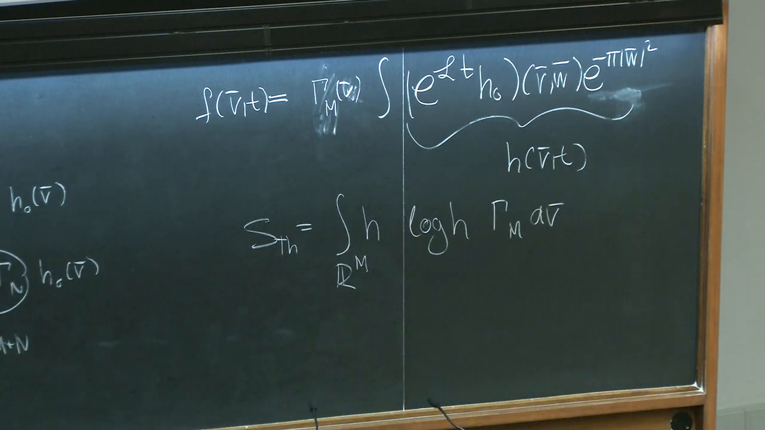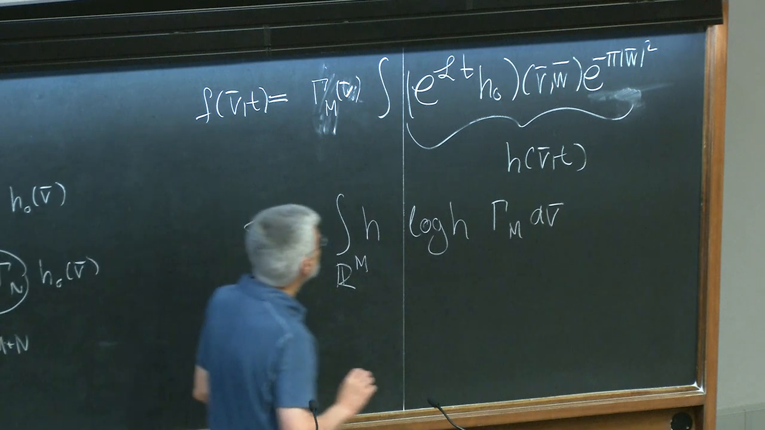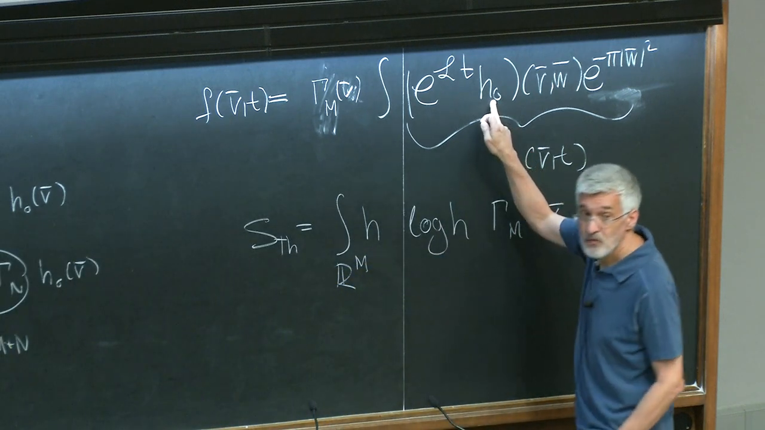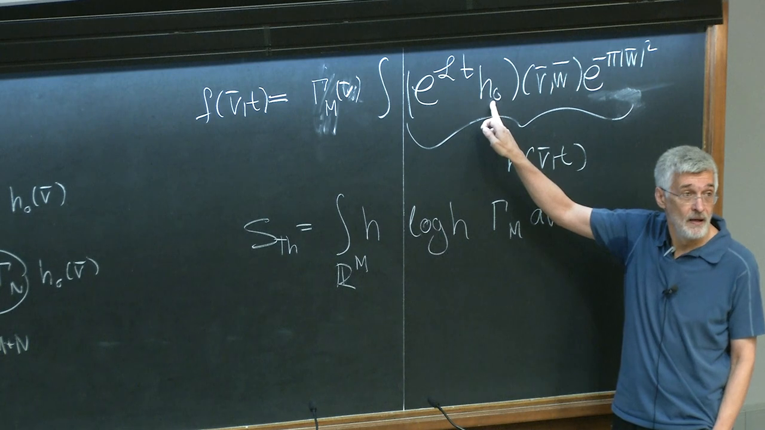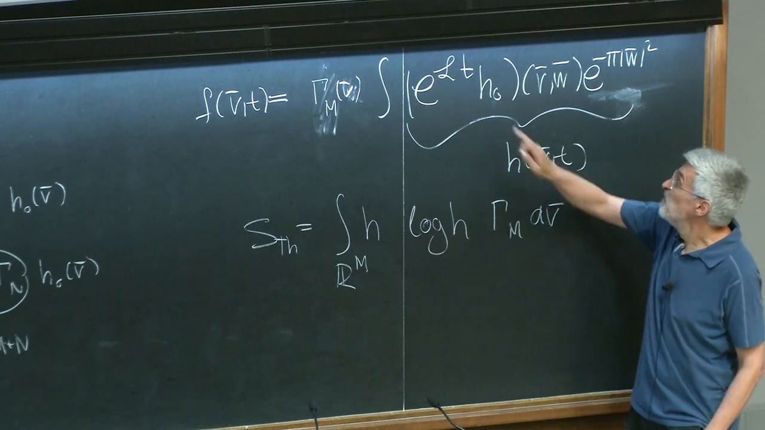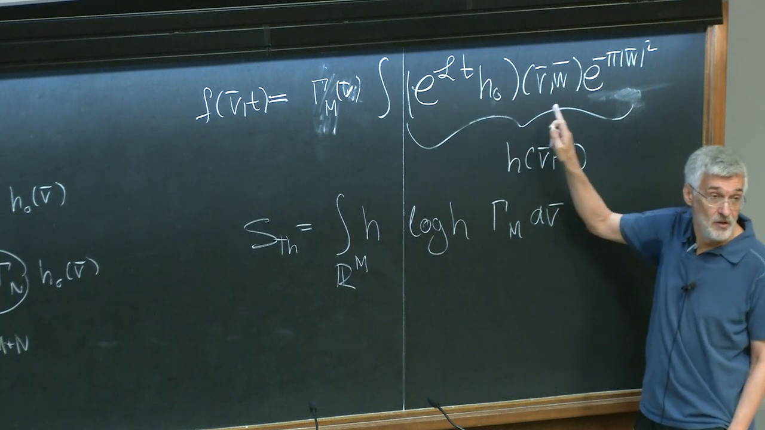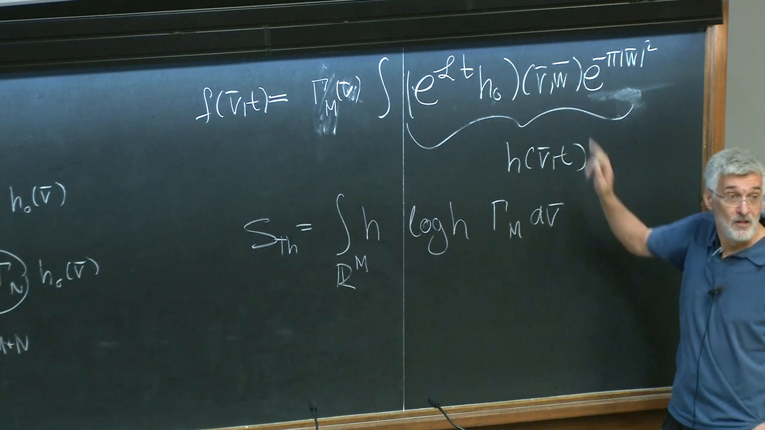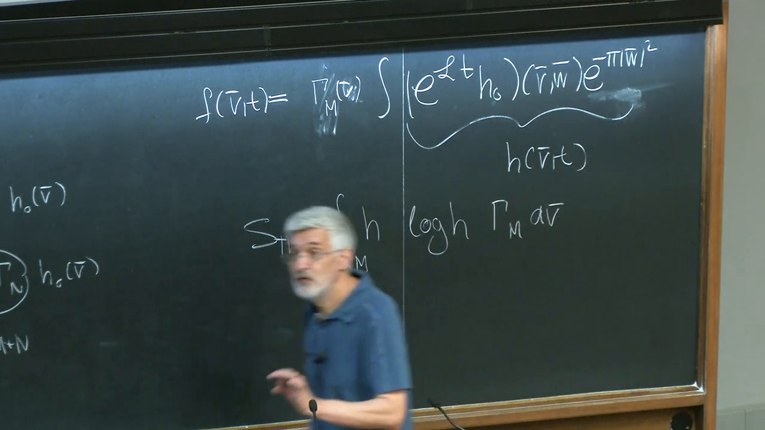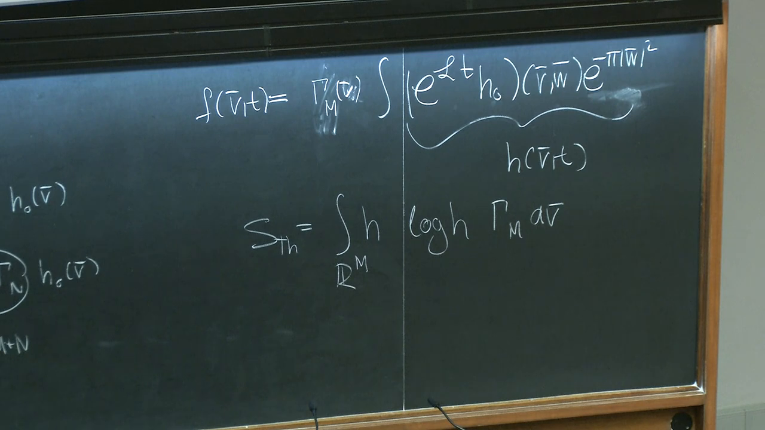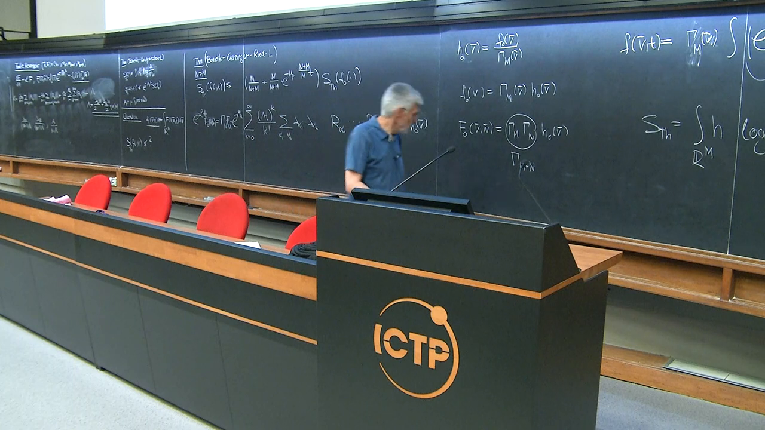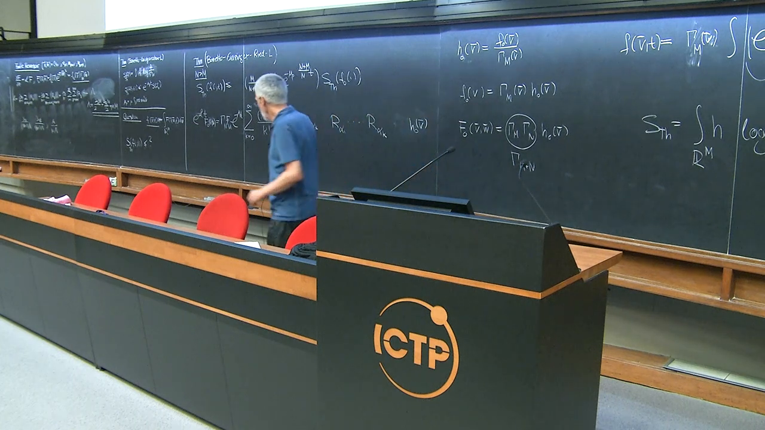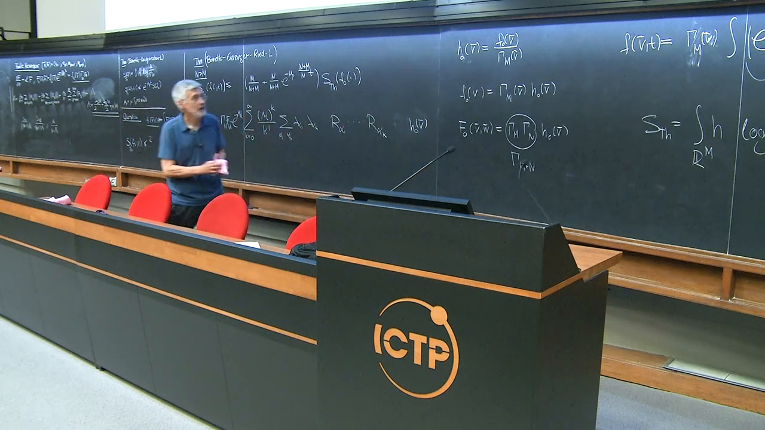So let me now write down what we have to work out. And also, let me introduce some silly notation. Look, this H0 is really only a function of v. And that makes life confusing, because when you apply the e to the Lt, you actually get a function of v and w. So what you really have to think of is this h0 of v as a function in v and w. So I'm going to write this h0 in the following way, just as a reminder.